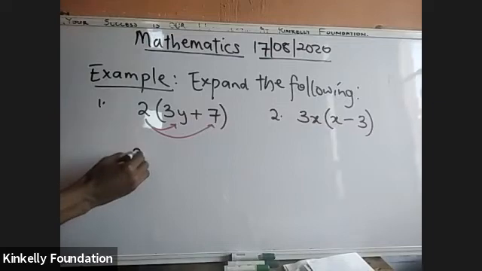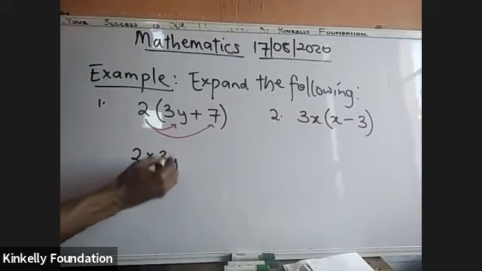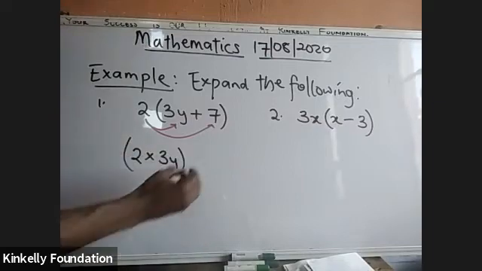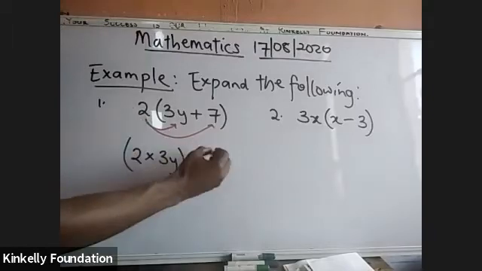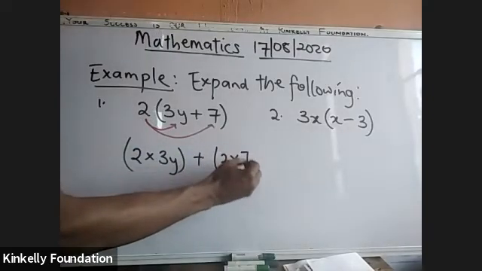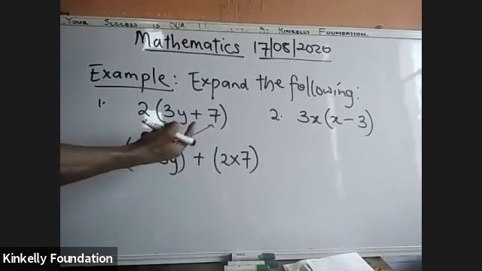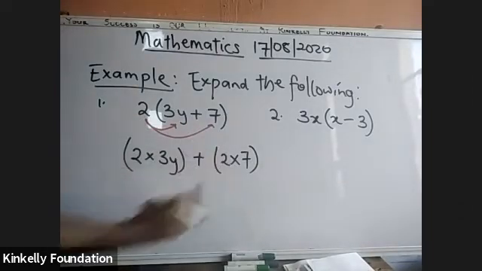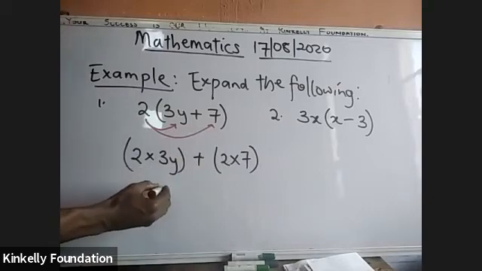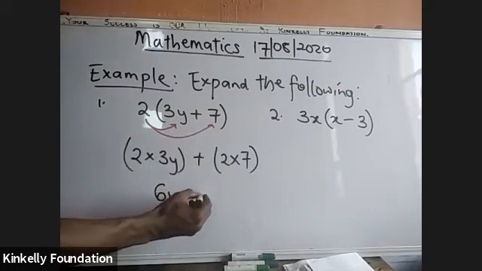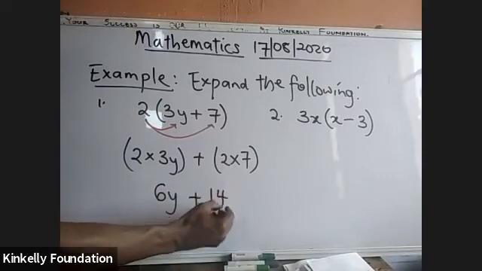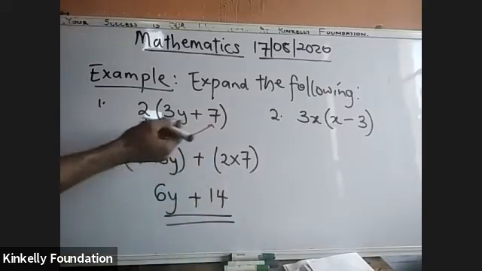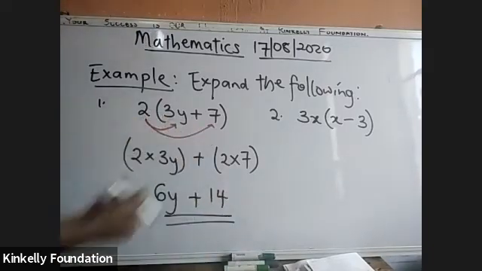2 times 3y, you see it, plus 2 times 7. You see the sign is here. Why? This multiplies this one and this multiplies this. So this gives us what? 6y plus 14 as the answer, the solution to this one equation.